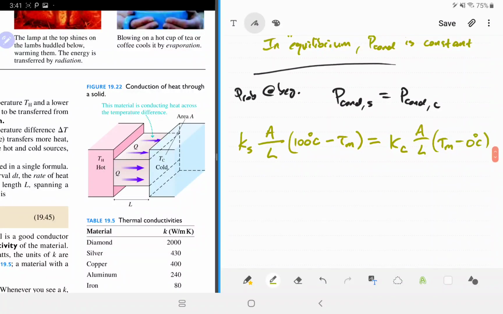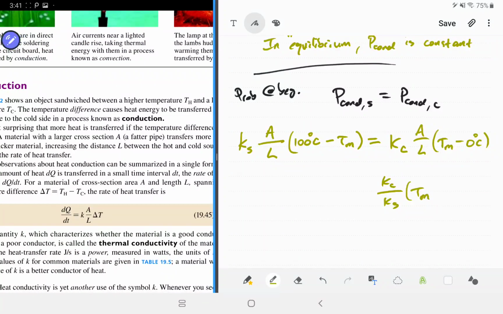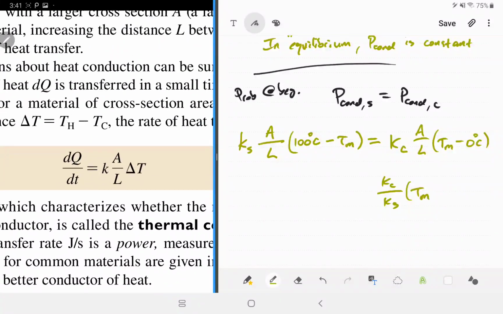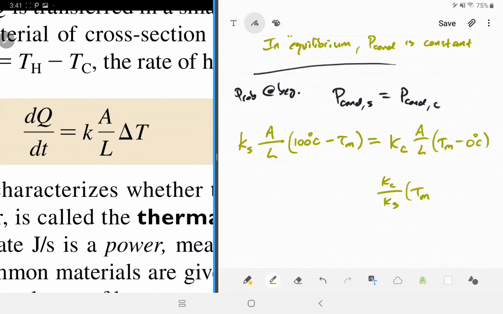So knowing that the cross-sectional areas are equal, the lengths are equal, that really simplifies what's going on here. And we get Kc over Ks times Tm. And so notice how I wrote degree C rather than Kelvin. Remember, for equations that involve delta T, it doesn't matter whether you use Kelvin or degree C. Remember, it's the same thing. So I can go ahead and treat that 0 like it's 0, and that's fine. It looks like this is 100 degrees C minus Tm.